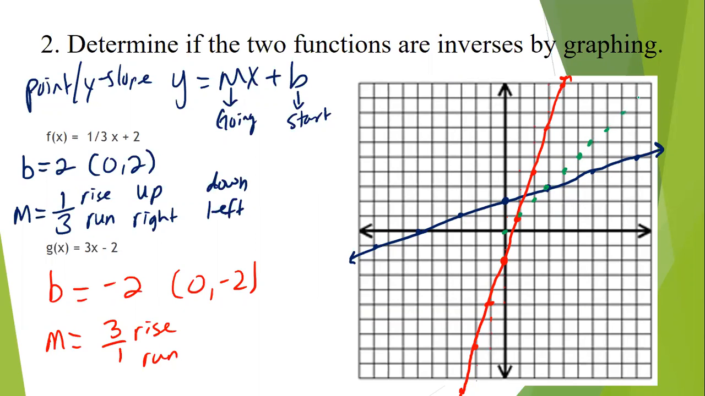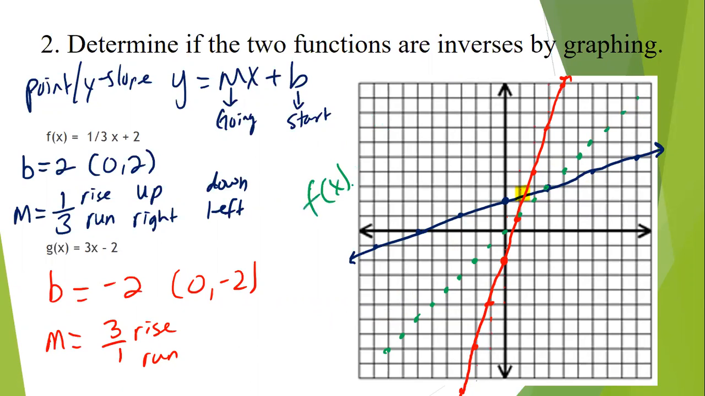And the answer is no. And if that doesn't happen, do I have to check any further? No. So here's my y equals x line, and they do not intersect on my y equals x line. Where do they intersect? Right here, not right here, or anywhere else. So the conclusion here is not an inverse.